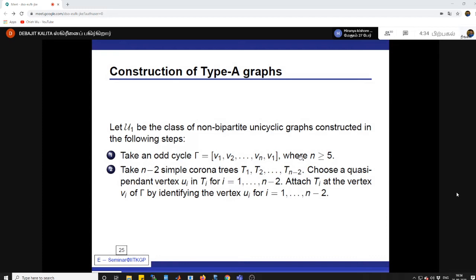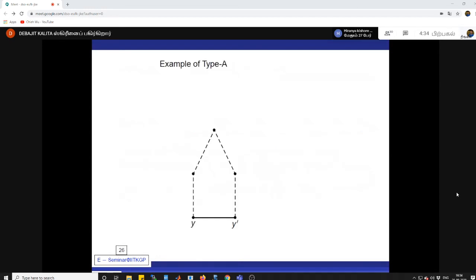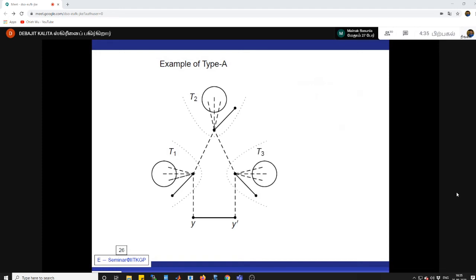So here is an example that will explain everything. We take a cycle of length 5 and a simple corona tree, say T1. This red dot means that it is a quasi-pendant vertex, and we attach it at this vertex. Similarly, we take another one and attach it at this vertex. We take another one and attach it at this vertex. And this is one example of a type F graph.